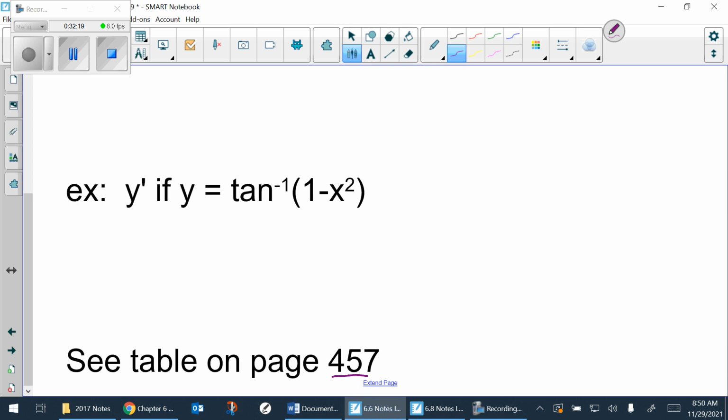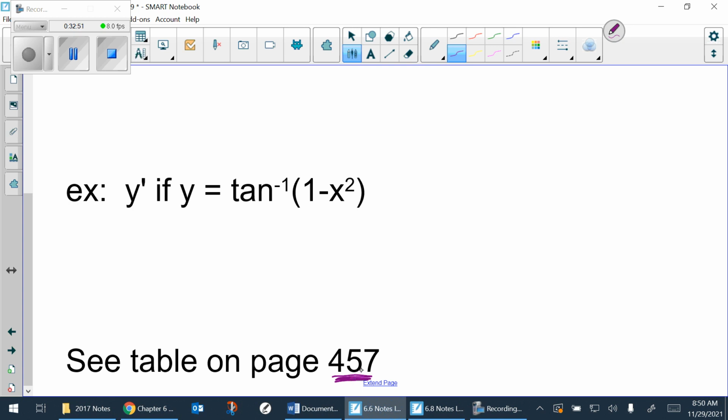Here's advice: take a look at that table on page 457 possibly for any problems on your homework assignment. Now, when I ask you questions on a test or a quiz, when AP asks you questions, they're only going to require that you know the derivative of sine inverse and tan inverse. There might be something on your assignment that has cosine inverse in it, something like that. If so, use that table on page 457.